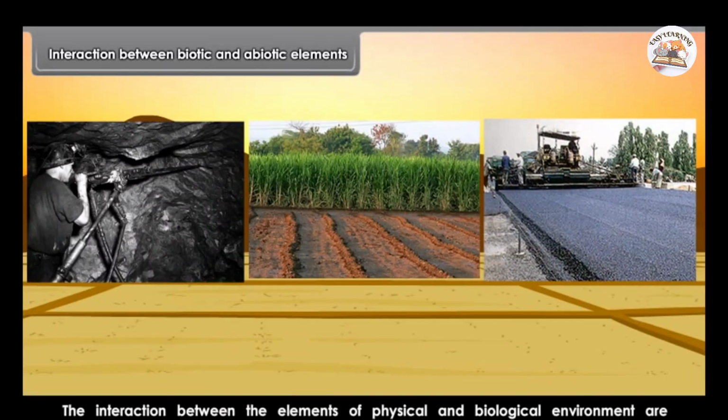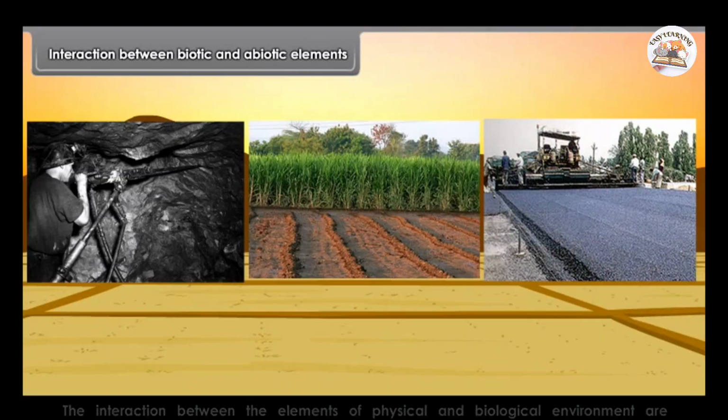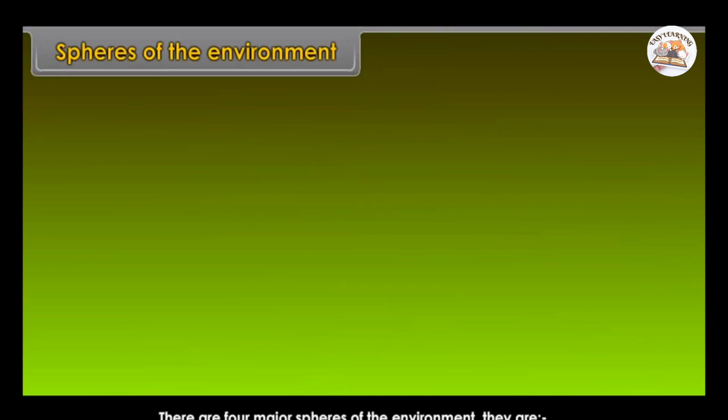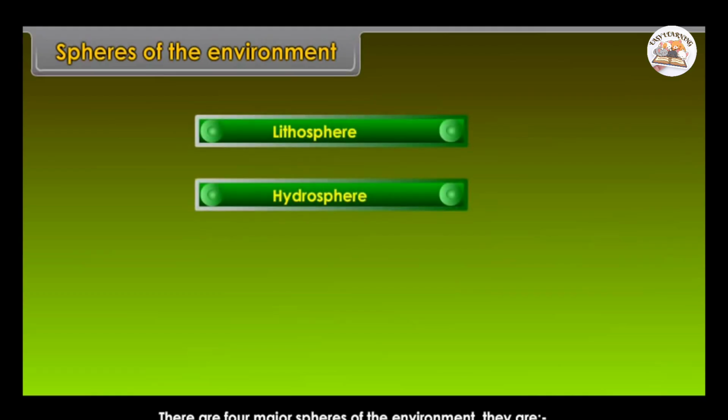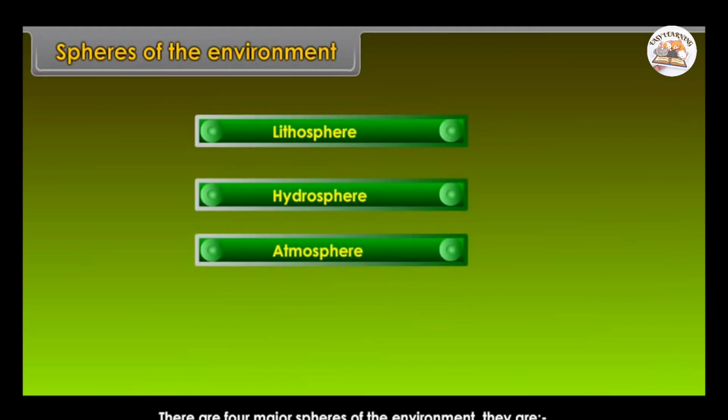The interaction between the elements of physical and biological environment are responsible for all variations in the soil, vegetation and distribution of plants and animals. Spheres of the environment. There are four major spheres of the environment. They are lithosphere, hydrosphere, atmosphere, biosphere.